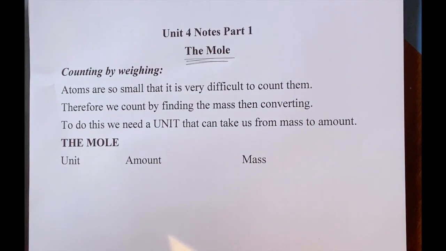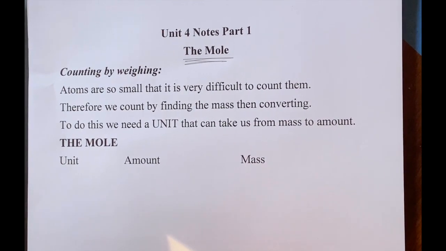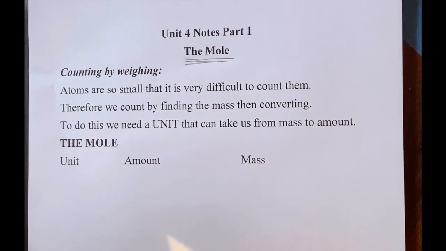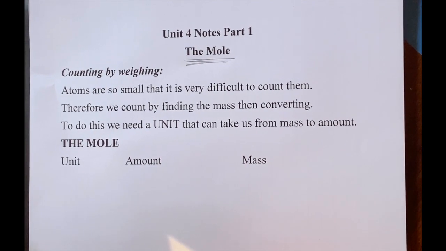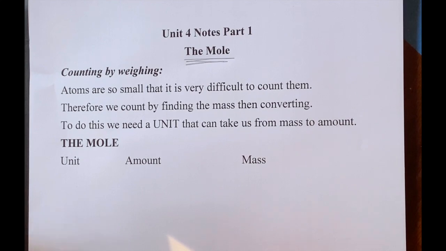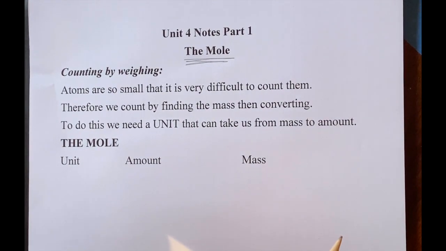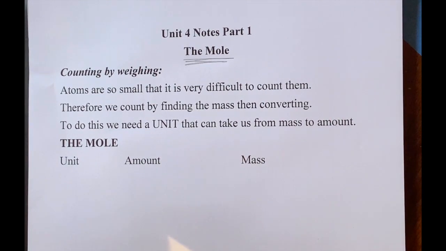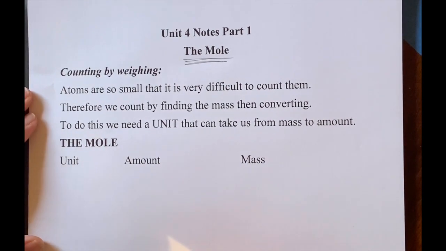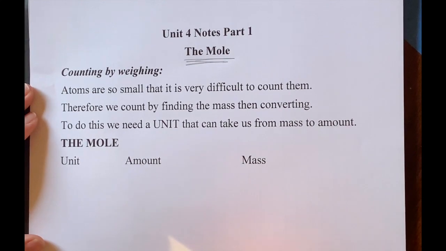In chemistry, we're interested in atoms, and when atoms and ions combine to form compounds. Those particles are incredibly small and really impossible for us to count. So we need to figure out a way to determine the number of atoms that we're dealing with, but not directly count them. So what we have done is developed a unit that is known as the mole.